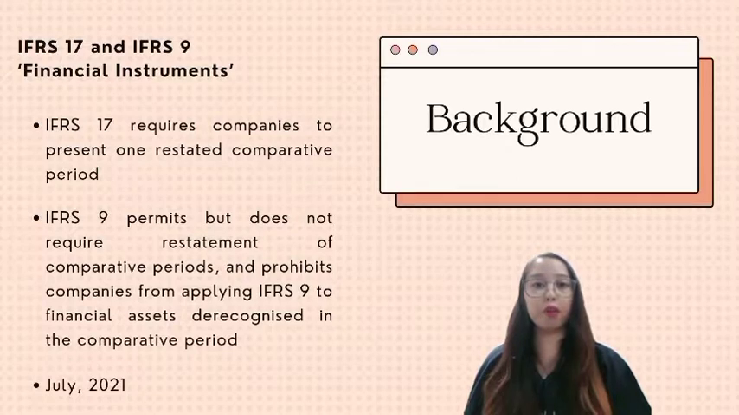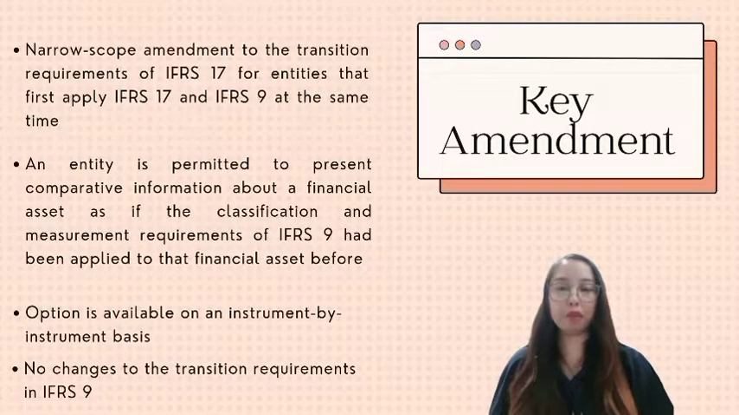Kaya po, humingi po ng permission yung mga insurers sa board na payagan po sila na mag-present ng significantly improved information about financial instruments na magre-result po sa pag-apply ng classification requirements ng IFRS 9 at the transition date ng IFRS 17. And noong July 2021 nga po, nag-publish po ng proposed amendment to IFRS 17 ang IASB addressing po yung mga concerns na to. And na-finalize nga po itong amendment on December 9, 2021. So now, let us talk about the key amendments.